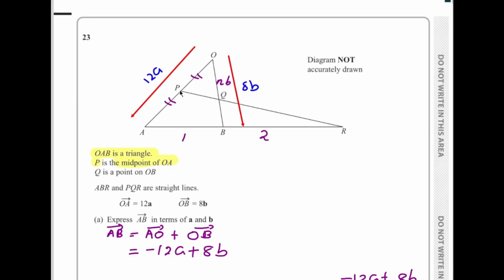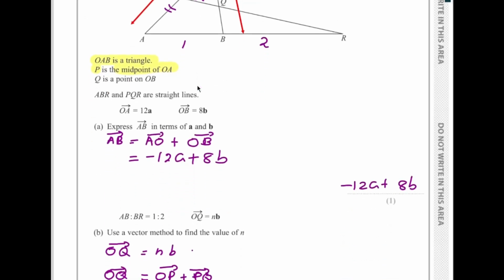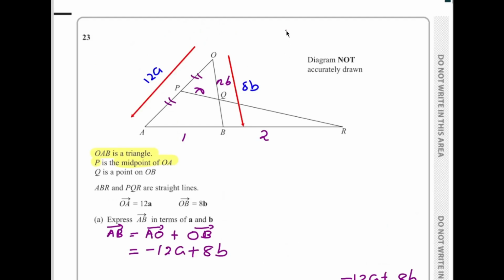PQ, we don't know what PQ is. There is no way that we can get PQ. If we come this way, PO, OQ, we don't know OQ. If we come this way, PA, AB, BQ, again we don't know this. Therefore, I'm introducing a letter here, lambda. Then I can write PQ equals lambda times PR.